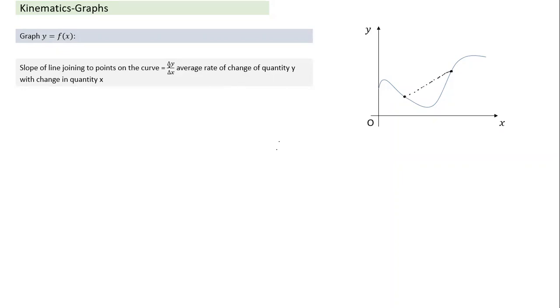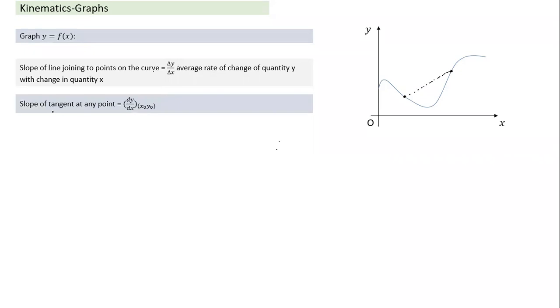Slope of that indicates delta y by delta x. And to understand delta y by delta x, it is the average rate of change of quantity y with change in quantity x. So we can understand delta y by delta x in terms of rate of change: rate of change in y with respect to x. That's what you should understand, average rate.